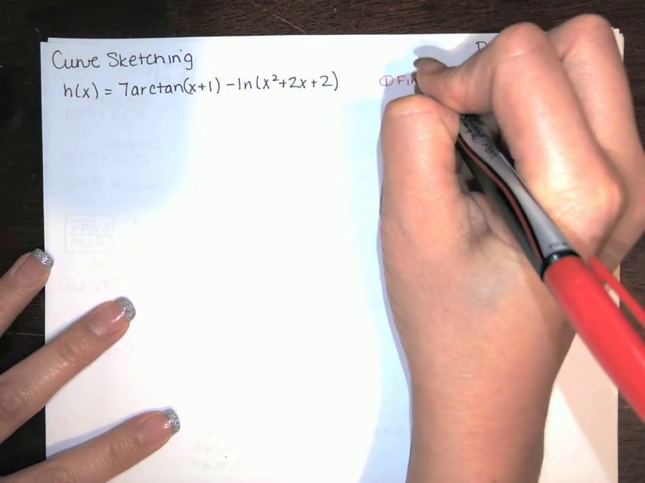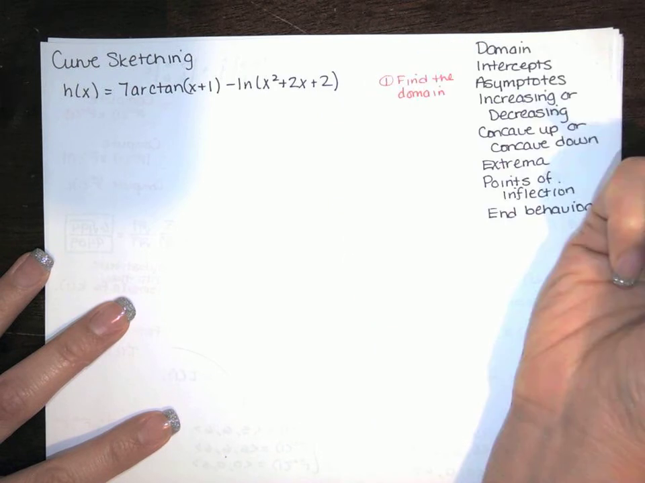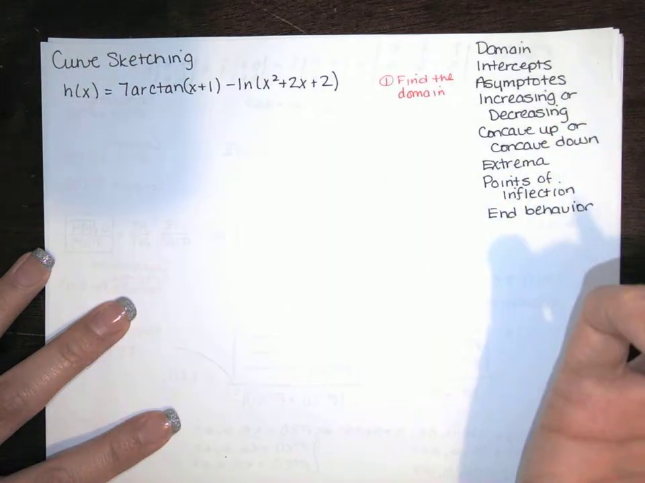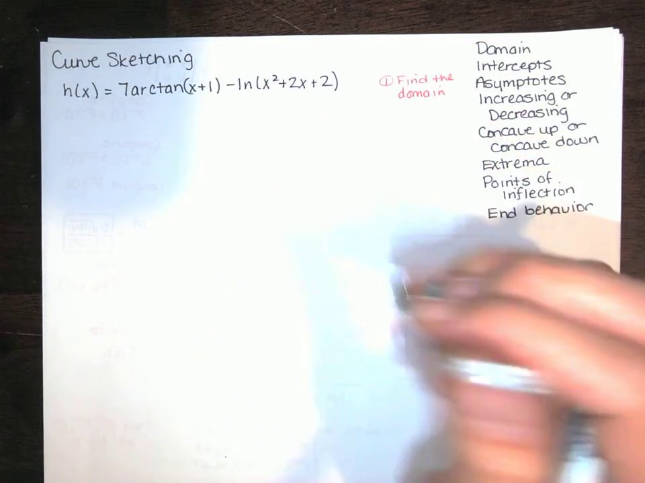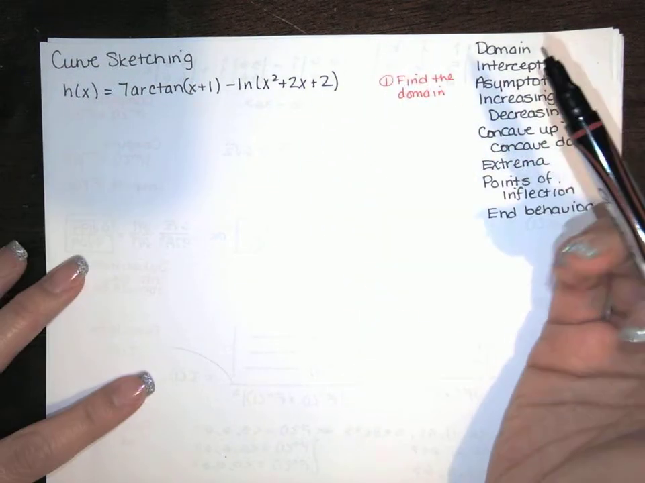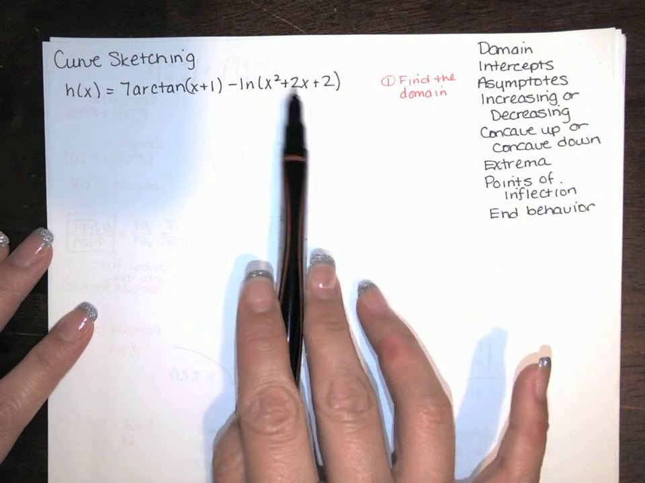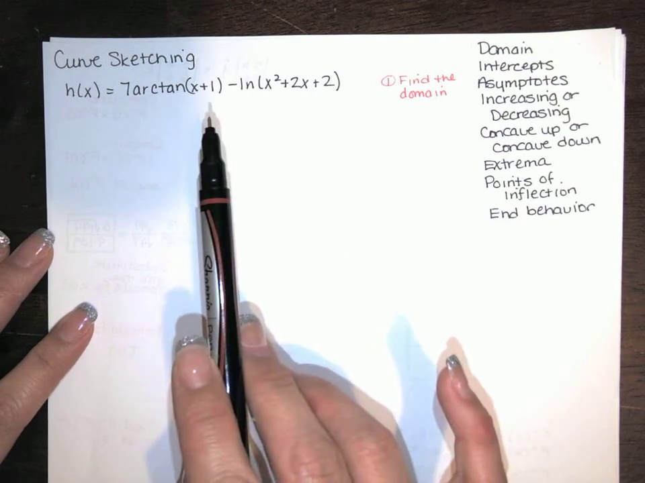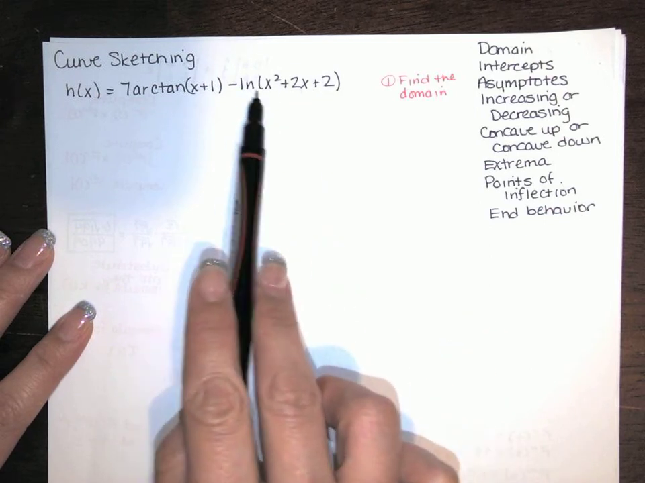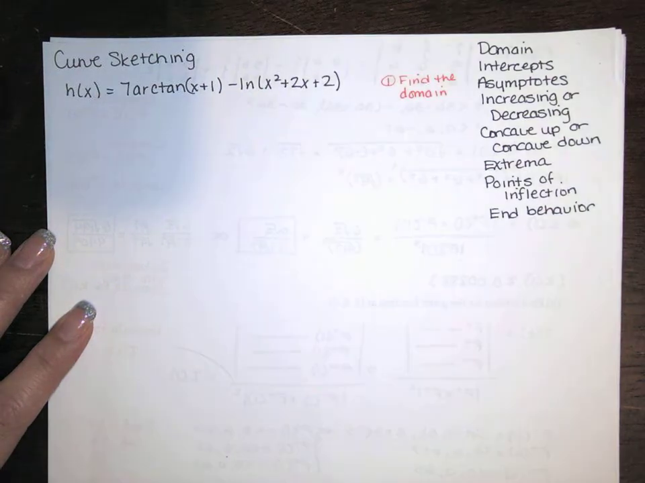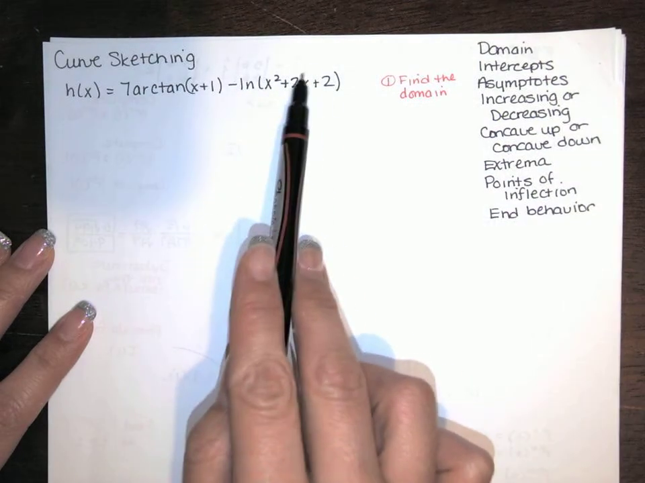So when I look at this function, I'm looking for division. Am I dividing by any functions of x anywhere? No, I'm not. And are there any even roots? There aren't any, so I don't have to worry about that. And then I'm looking for logarithms. I've actually got a logarithm right here. I cannot take the logarithm of a negative number or 0. That's not allowed. So I need to figure out when this expression inside the logarithm is positive.